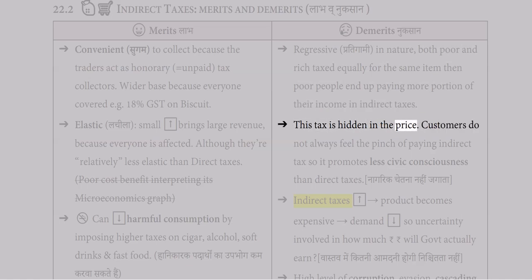This tax is hidden in the price. Customers do not always feel the pinch of paying indirect tax, so it promotes less civic consciousness than direct taxes.